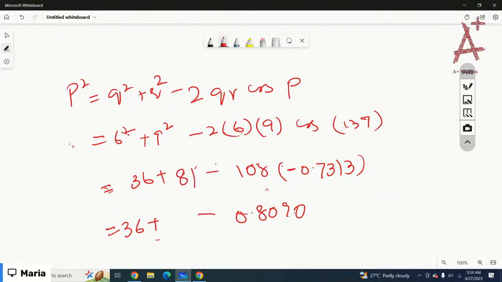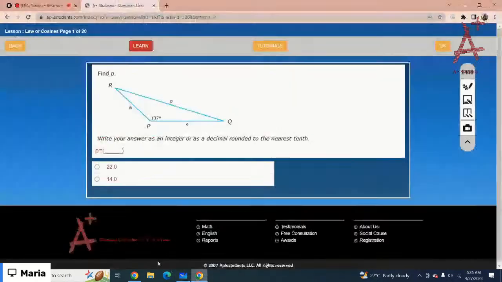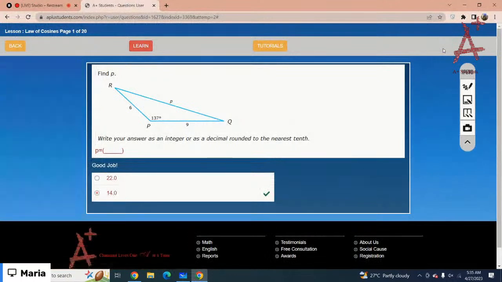It would be 81. So let me just add 36 plus 81, 117, and 117 minus 0.8090. It would be 116. So let me just calculate the square root. It would be square root 116, that would be 14.0. The correct option is 14.0. Got it?